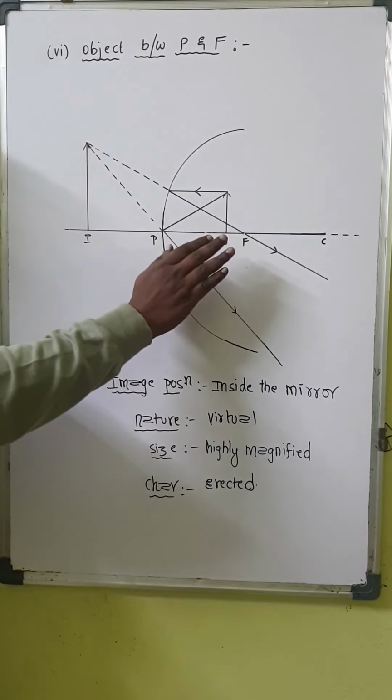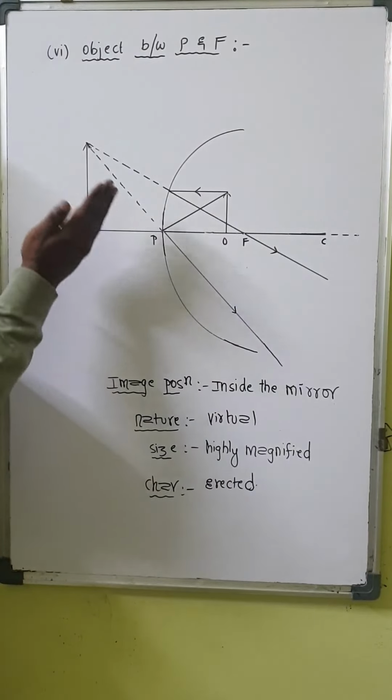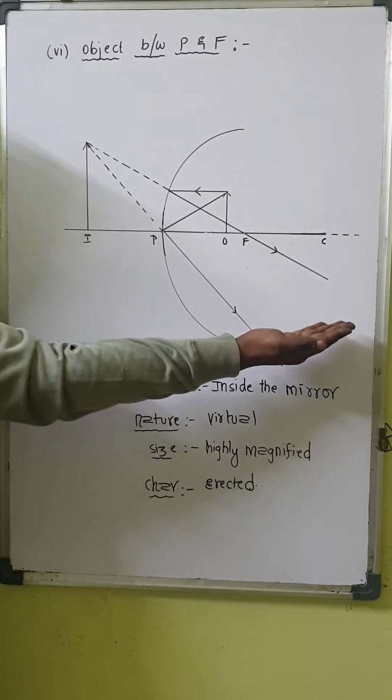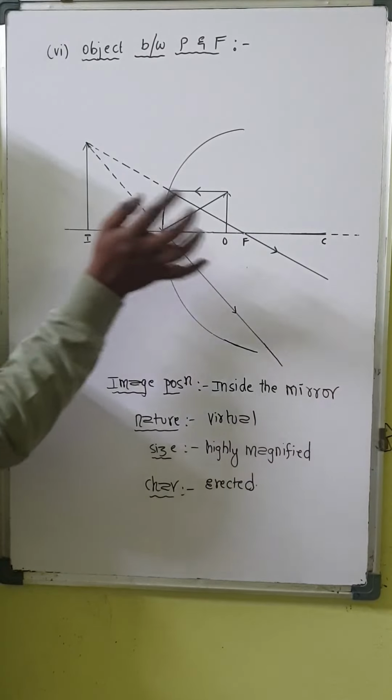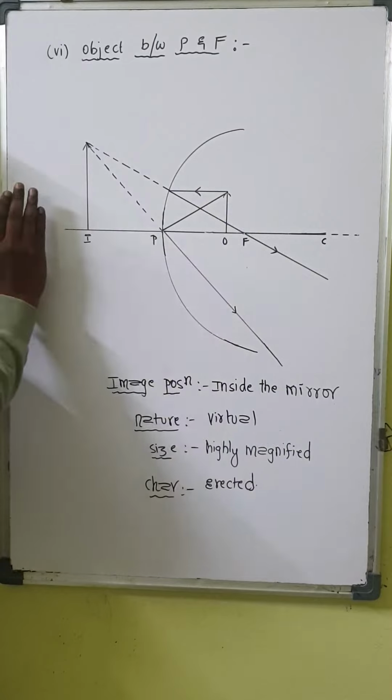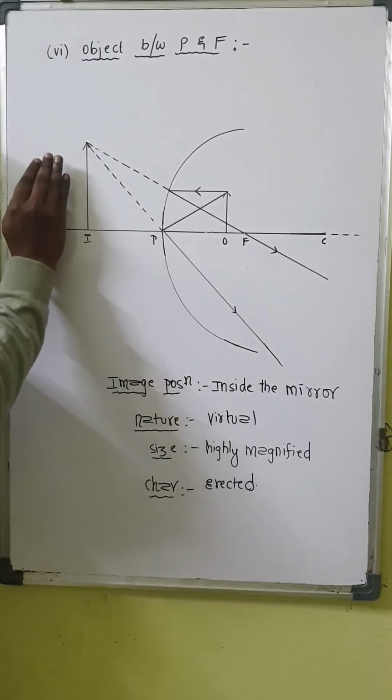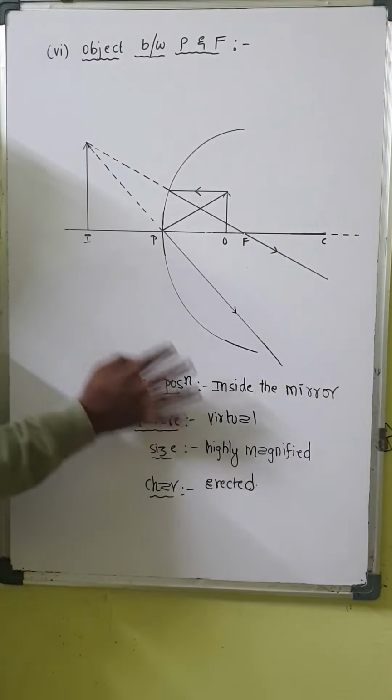In the remaining five cases also, the image is formed inside. But there the inside image is also formed on the screen, that is in front of the mirror, on the screen. But in this case, the image is formed only inside the mirror. The mirror cannot form the image inside it on a screen. So this becomes a virtual image.